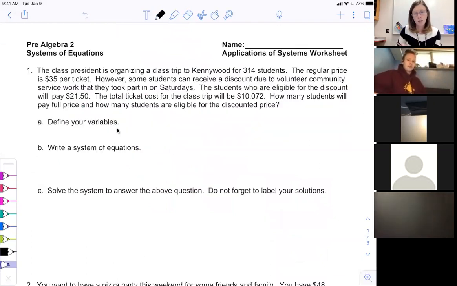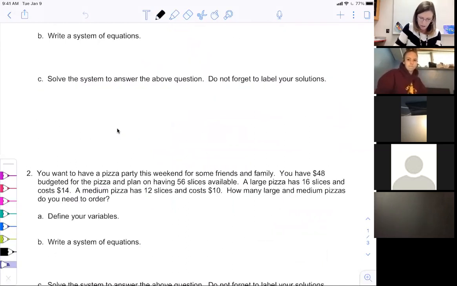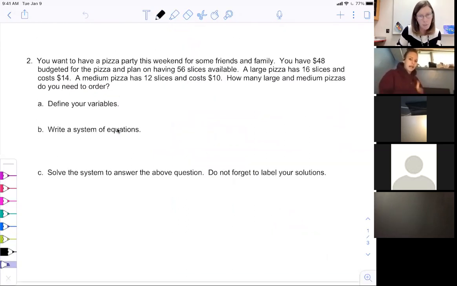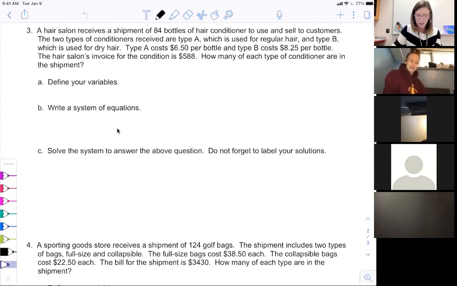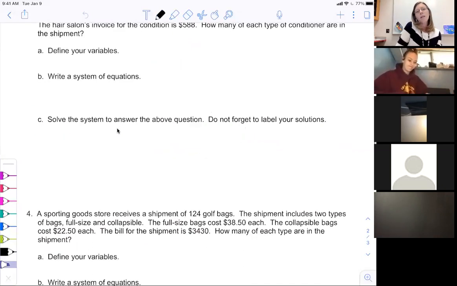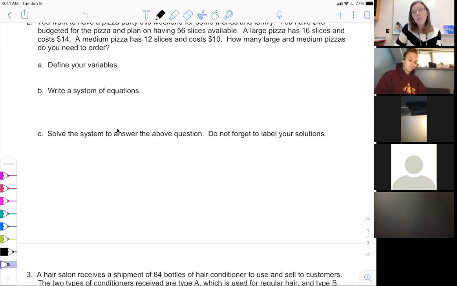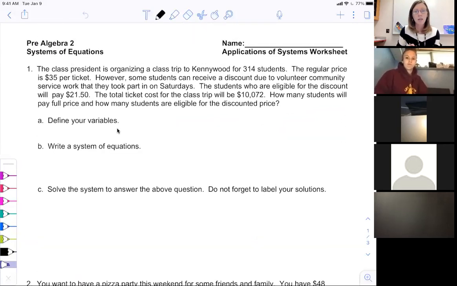Same type of questions. This first one looks like a big paragraph, but the second one, ooh, pizza party. We either have pizza every Friday or every Saturday. You got to have pizza once a week in my house. Looks like we have a hair salon and then a sporting goods store and golf bags. So very similar type of question. All I'm going to do is set up the first problem with you so that you can kind of get a head start.